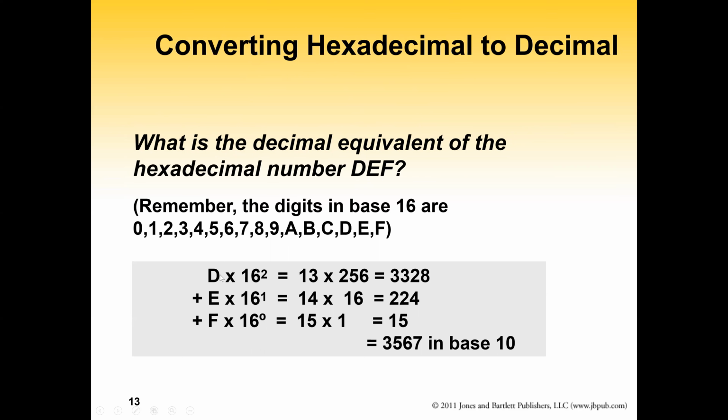So D means 13, E means 14, F means 15. Since F is a single unit, it will be 16 to the power 0, which is 1. So we add everything. Our final answer will be: if I have DEF base 16 and I convert it to decimal, my answer will be 3567 in base 10.